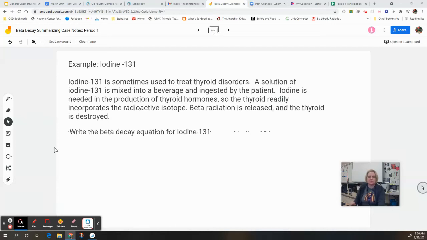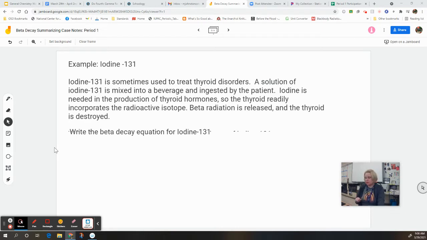All right, hi folks. So this is for those of you who were not present during the Zoom session on Monday, or if you were asleep during the Zoom session on Monday. This is an example on how to write beta decay equations, electron capture equations, and positron emission equations.